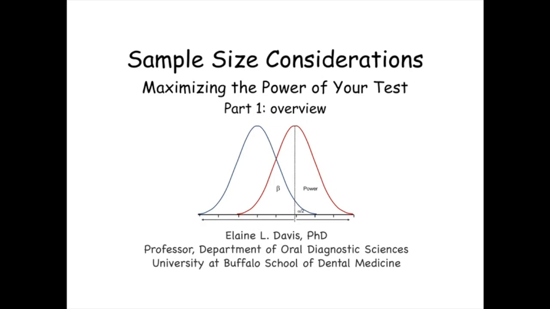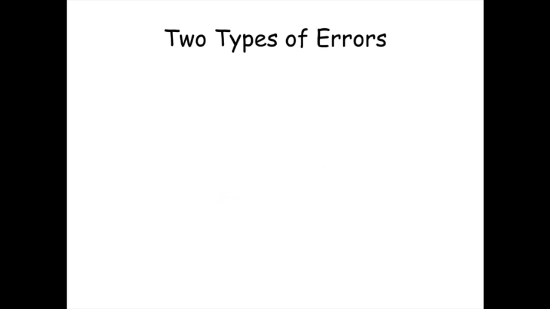This video provides an overview of sample size considerations, or how to maximize the power of a test. Whenever we test a hypothesis, we run the risk of making a mistake, because we make these decisions about populations based on sample data, and samples fluctuate.